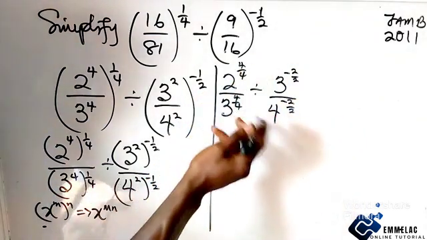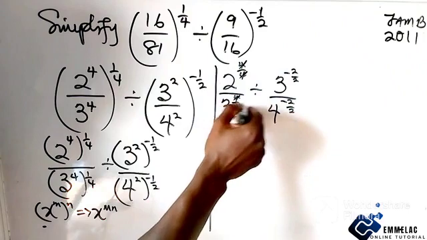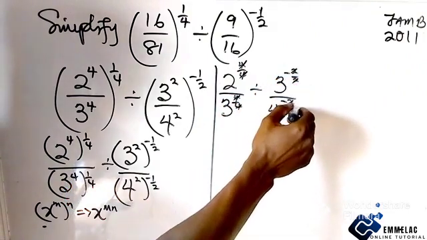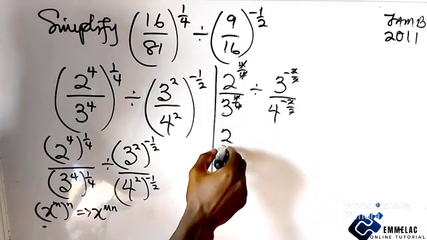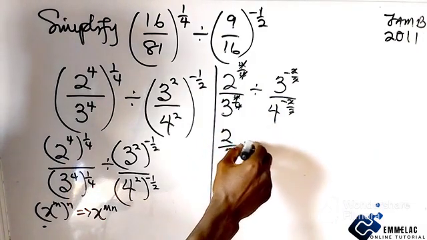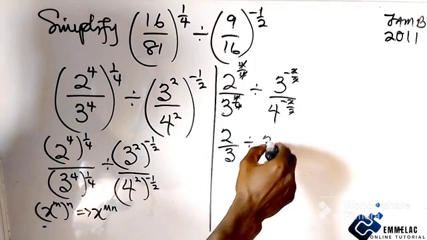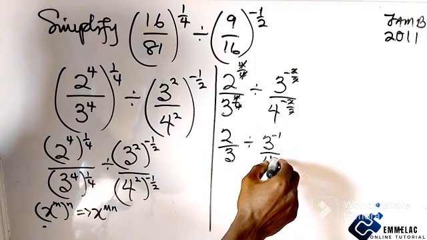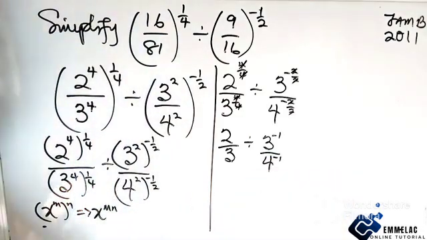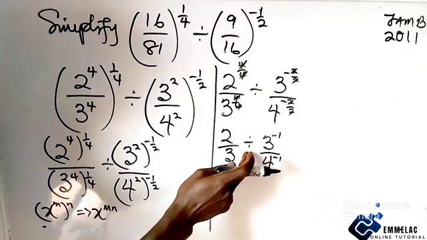And now when we simplify further, this will cancel this, this will cancel this, this will cancel this, this will cancel this. Be mindful of this minus. Here you have 2 raised to the power 1 over 3, now divided by 3 raised to the power minus 1 over 4 raised to the power minus 1. Right? Now changing this.